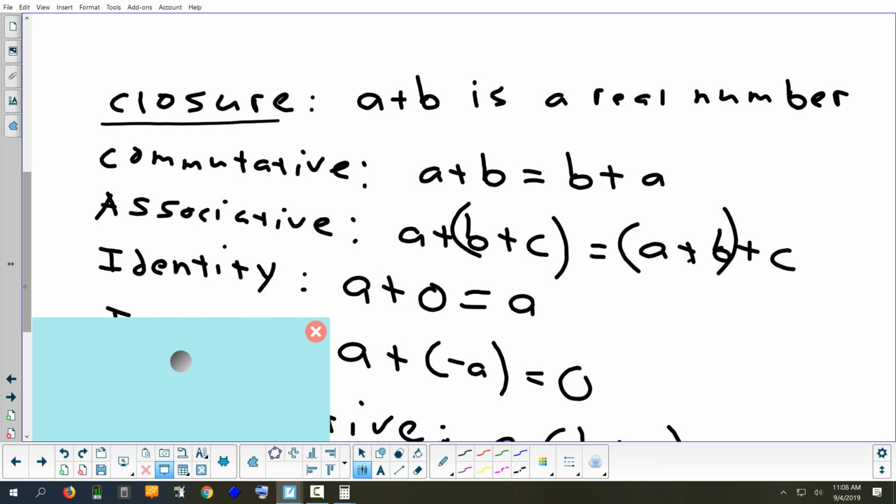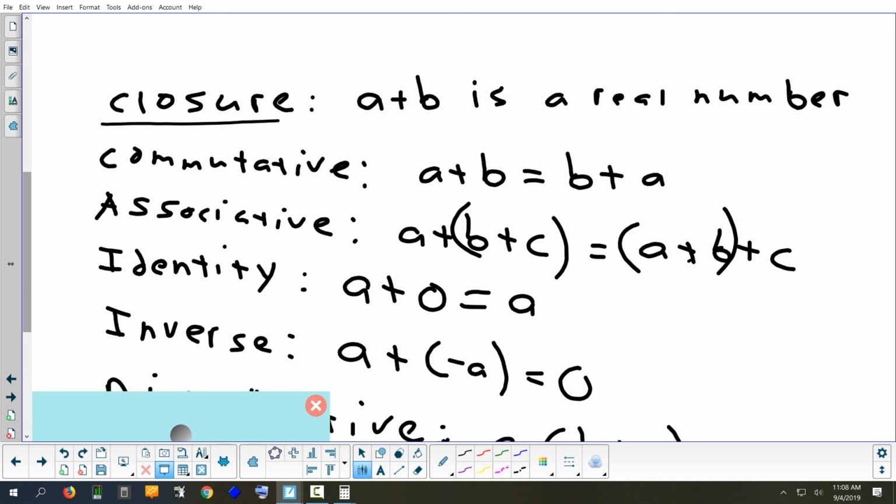This one's a little tricky, but I'll give you a hint. A and negative A. One word for those is opposites. There's another word that begins with an I. Yeah? Inverse. So that's the inverse property of addition. These are all of addition. I could put commutative property of addition, associative of addition, identity of addition. I'm just not putting of addition on all of them.